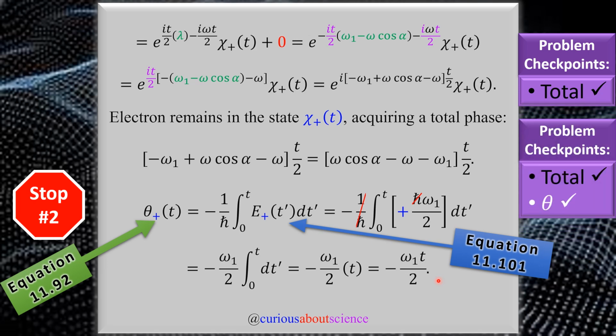Now that we have the total, now that we have dynamic, we can do what the hint suggested, subtract that off and find the geometric.